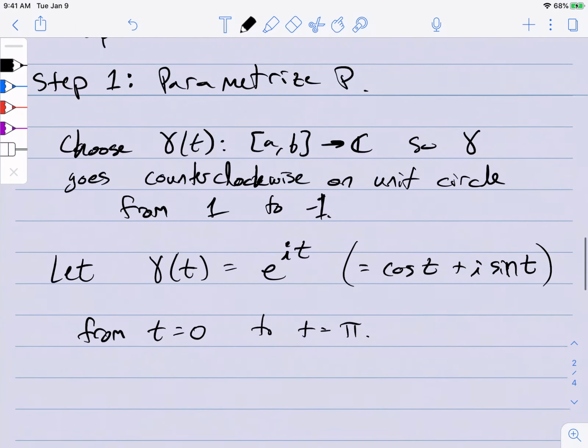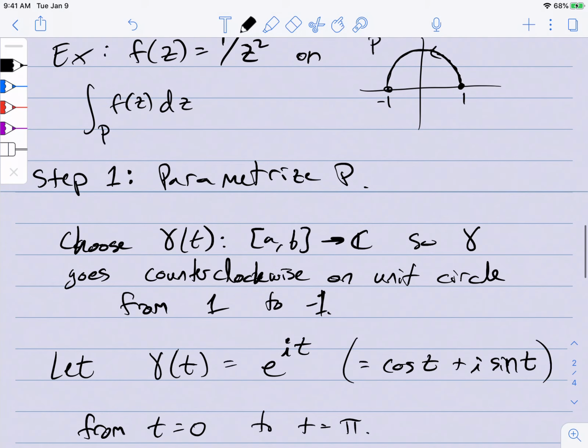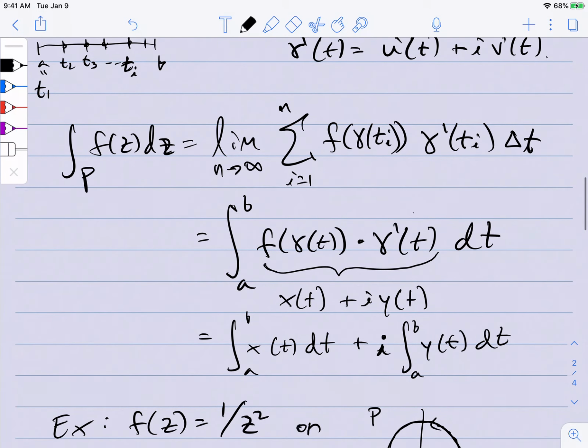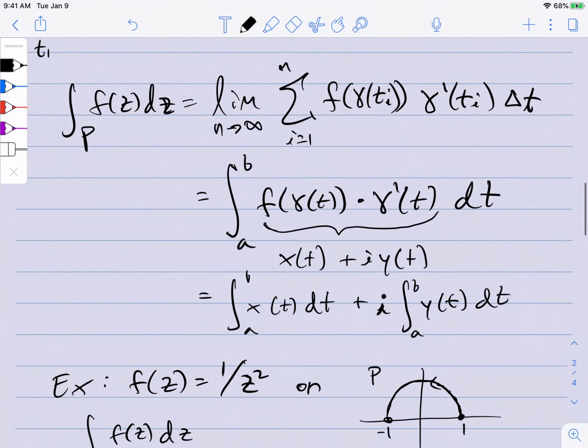All right, and so we've got our parameterization. By the way, one thing I didn't mention is it has to be smooth. And if you remember from the book, a smooth parameterization just means the derivative exists. And you see from our formula exactly why we need the derivative of the parameterization to exist, because it comes into the integrand that we're calculating.